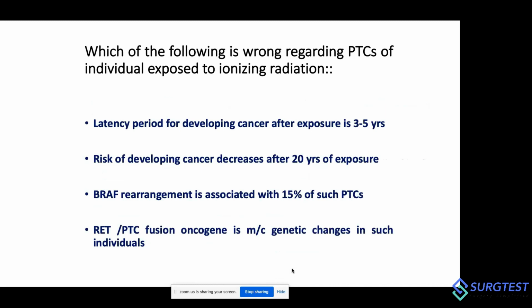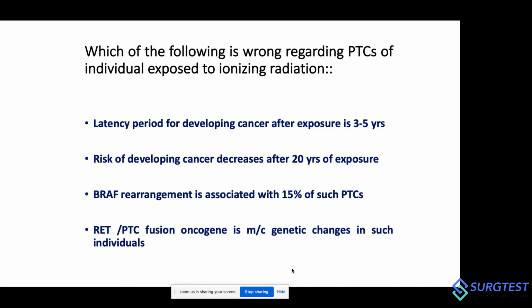BRAF, with 15%. That is the most common. So first and second we will study. So actually the second point is the answer. Risk of developing cancer increases thereafter, up to 40 years of exposure. Even after 40 years of exposure. So it is 20 years I have written. So it is a very long-standing risk. Even if somebody has been exposed at the age of 10 years, up to 50 years, there is a risk that he or she can develop papillary cancer. Not 20 years only, 40 years.